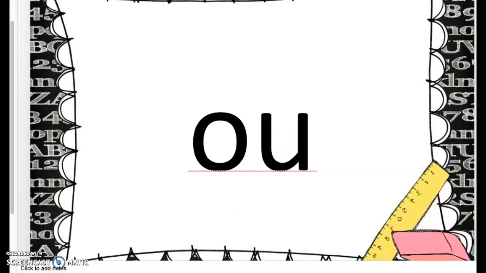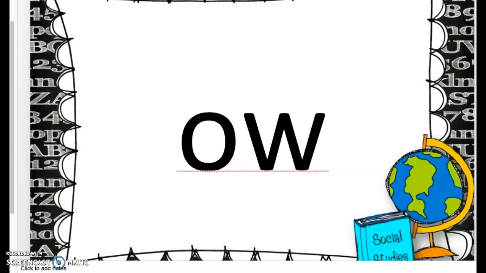OU, boys and girls, is found in the middle of the word, and it says ow, like as in shout. OW is found at the end of the word, like as in cow. It also says the ow sound. OW can also be found in the middle of the word, followed by N, L, or ER, as in brown or town or shower. And it also says the ow sound.